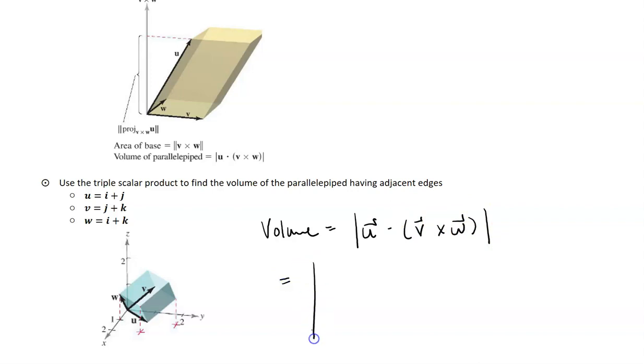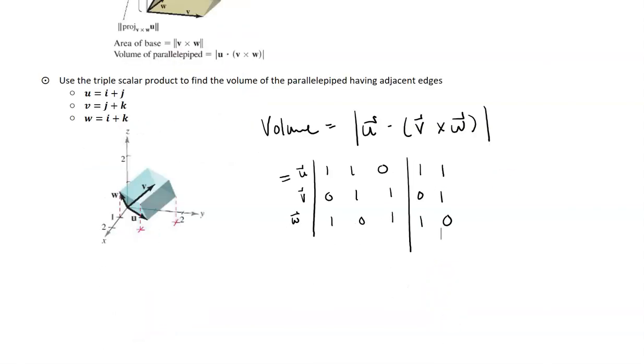And that's just going to be found by a determinant. So we're going to put u first, and I'm just going to make a note outside. This is u, which is 1, 1, 0. v is 0, 1, 1. And w is 1, 0, 1. I'm going to copy the first two columns.